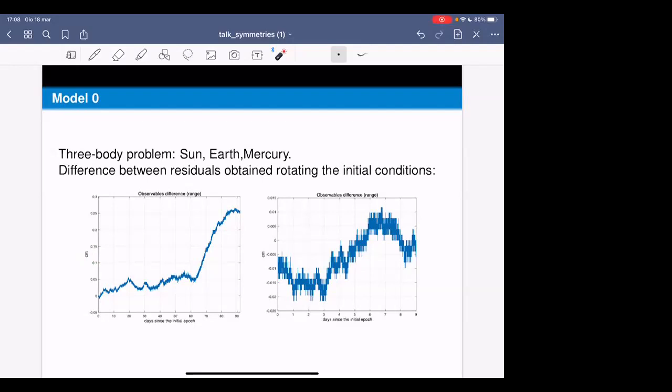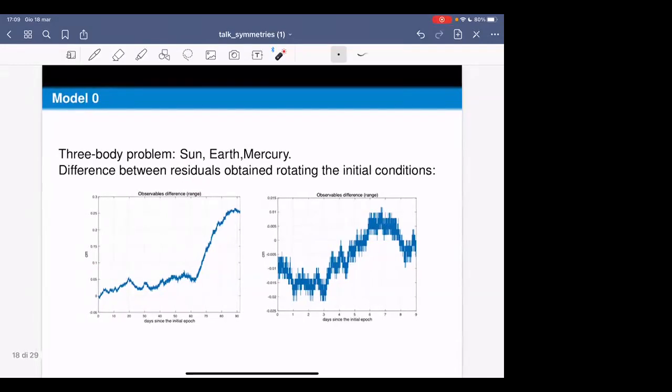Either way, the magnitude of this change is tens of centimeters, which is not observable from the mission, because as I told you, the error on the range is tens of centimeters. So there is an exact symmetry, in fact, in the Sun, Earth, Mercury problem. So we verified the theory numerically, and this is reassuring for us.